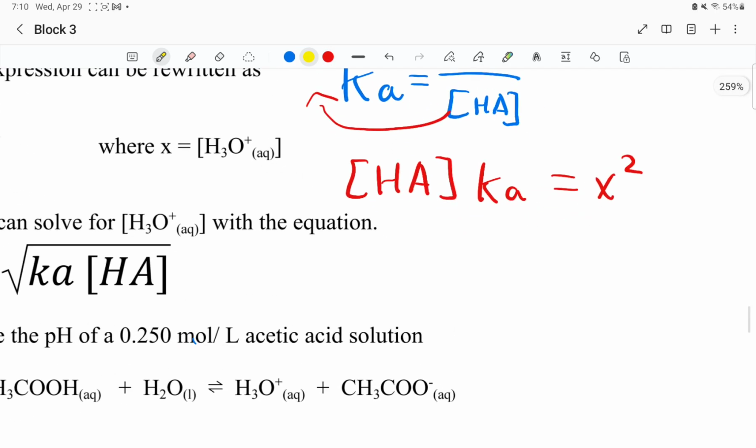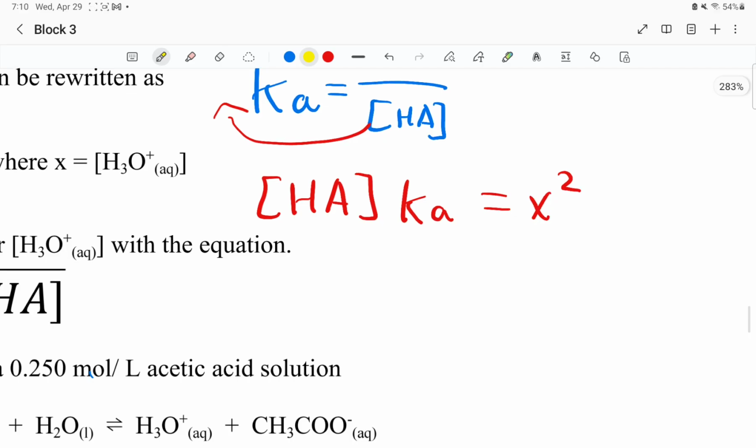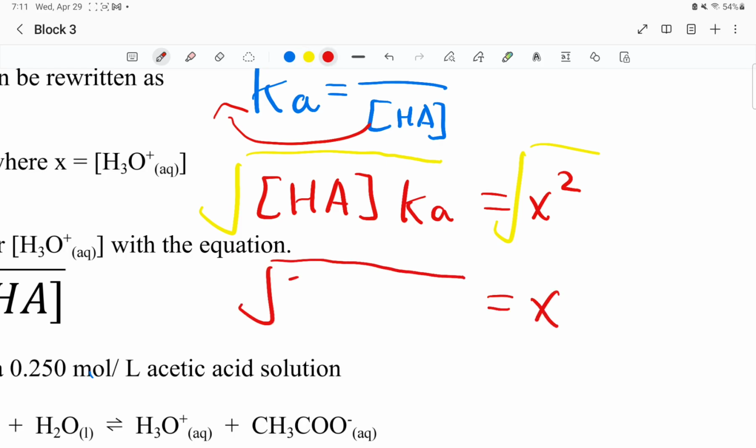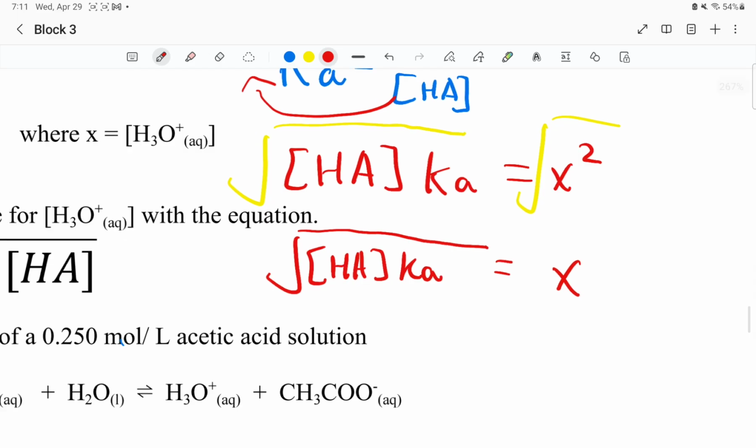Then the next step is I square root both sides. So that means your X is equal to the square root of HA times Ka. Now, again, usually when you square root you have the positive and the negative, but we're not going to take the negative version of it because you can't have a negative concentration.